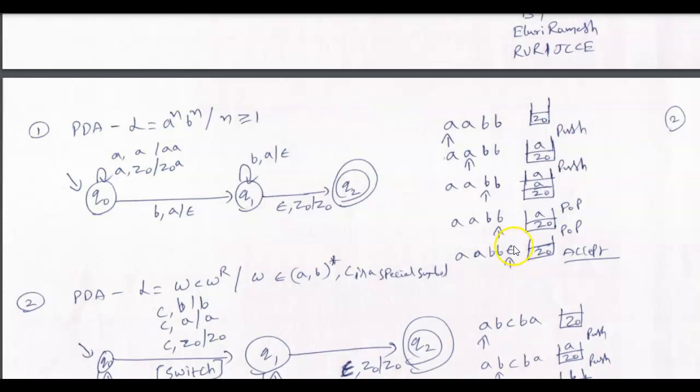At the end we have epsilon Z naught, that is nothing but Z naught, which is nothing but final state acceptancy. You got my point? In this way we can simply construct a PDA.